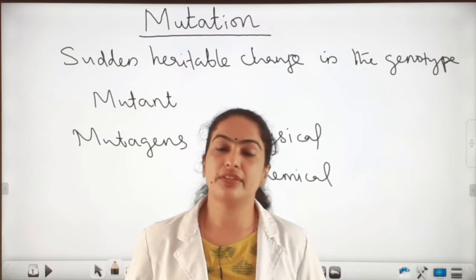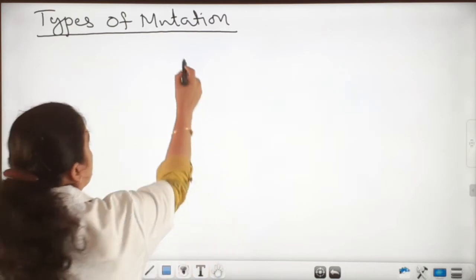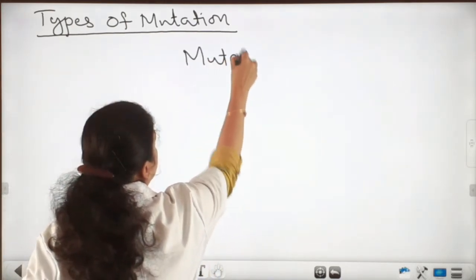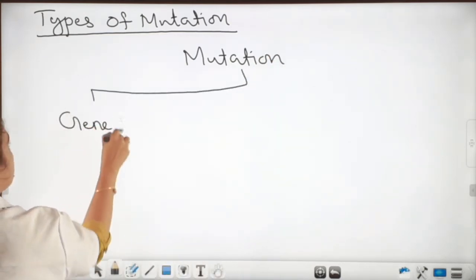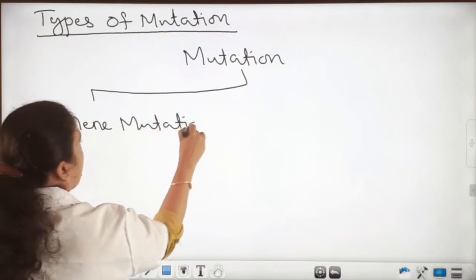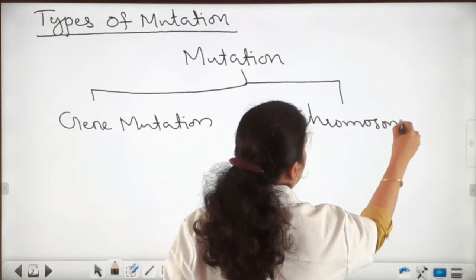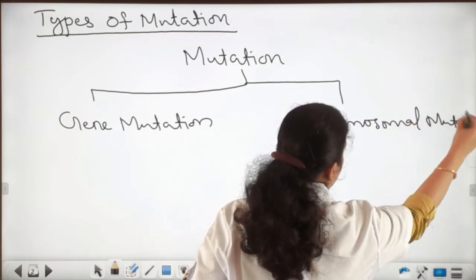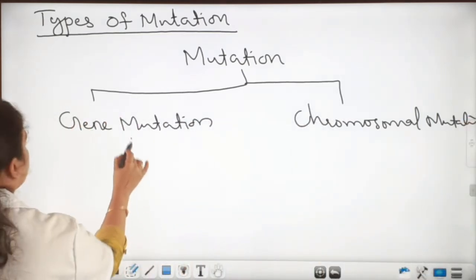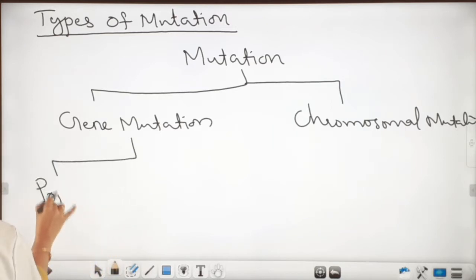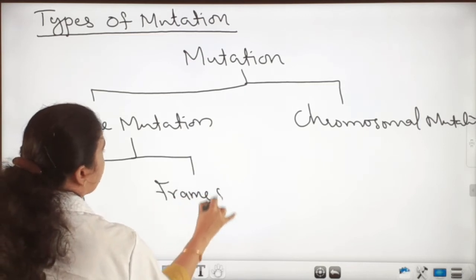Next we can see which are the types of mutation. Mutation is of two types. They are gene mutation and chromosomal mutation. These are the two types of mutation. Here, this gene mutation is again classified into point mutation and frame shift mutation.